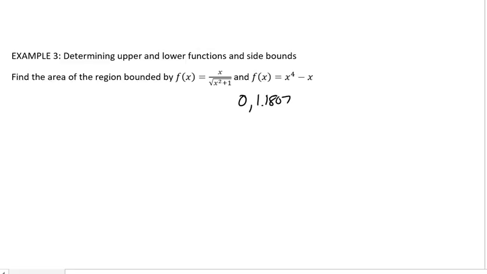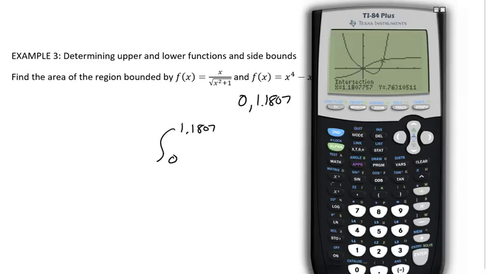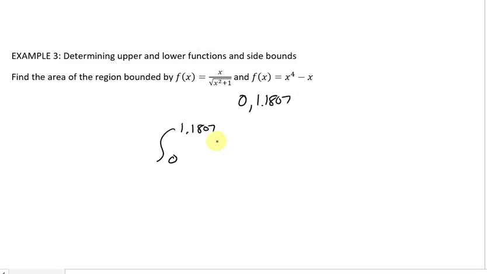Now I have to remember which one was on top. Let's go back and make sure we know which one's on top. Well, this is the second function. This is the first function, is this one. So the first function is on top. So it's x divided by the square root of x squared plus 1 minus, and then parentheses, x to the 4th minus x. Put a bracket around the whole thing, dx. Again, when we put that in our calculator, we get about 0.785, and that would be our answer.